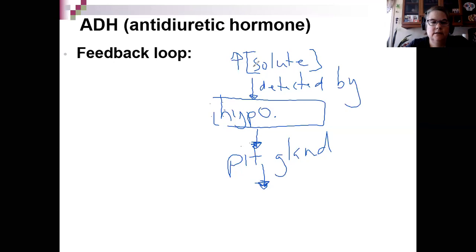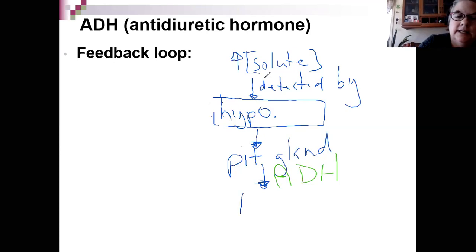Any ideas, guys? Okay. So the pituitary gland is going to release ADH. Okay. And where's the ADH going to go? What's the target for the ADH? Yeah, awesome. So the ADH is going to go to the kidneys.